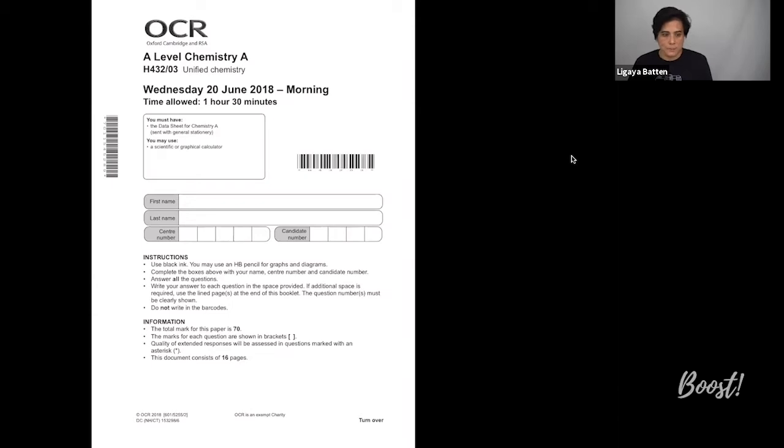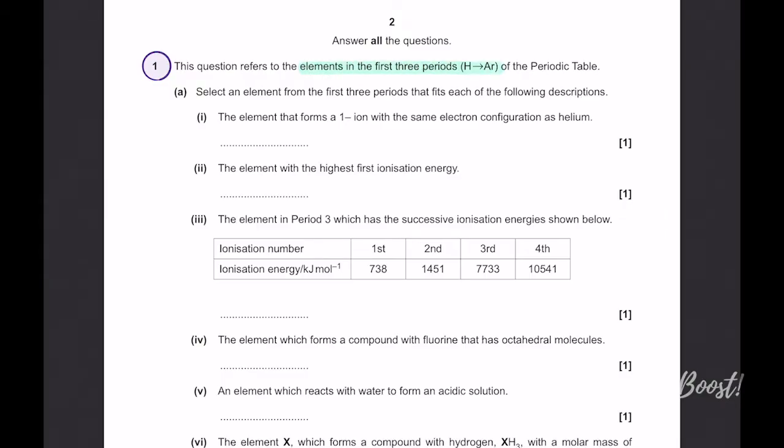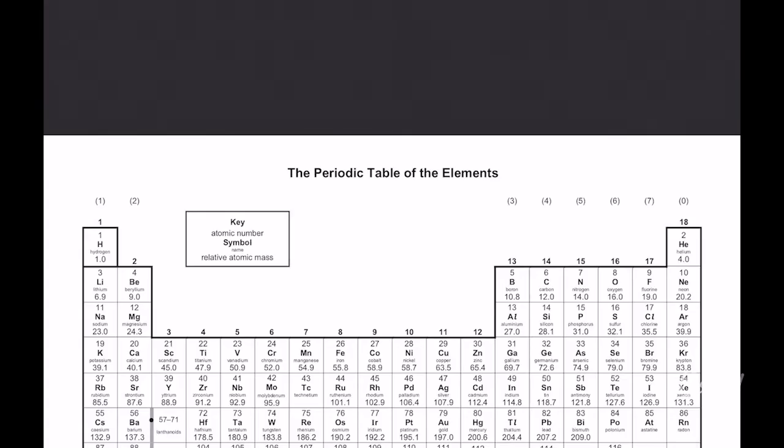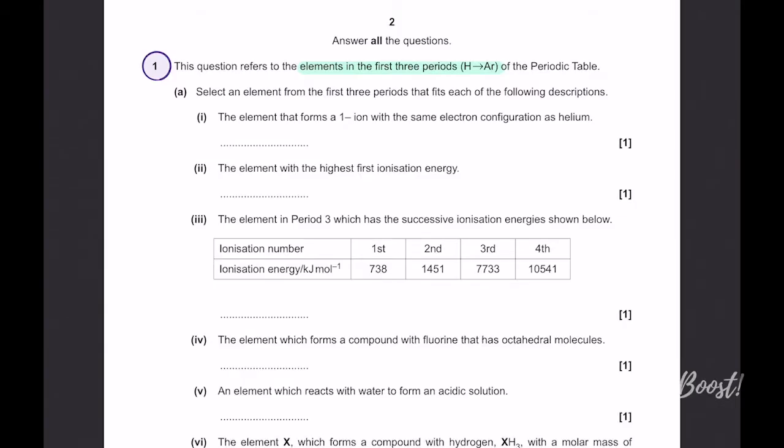questions. So the first question is looking at elements in the first 3 periods of the periodic table. So you want to make sure you have your data sheet handy, because that's really going to help you to reference what you need to be asking about. So I would always highlight that first bit there that's reminding you that we're looking at just elements in the first 3 periods of the periodic table. Select an element from the first 3 periods that fits each of the following descriptions.